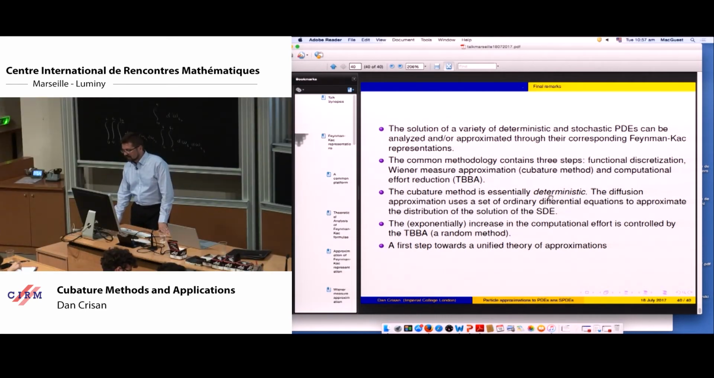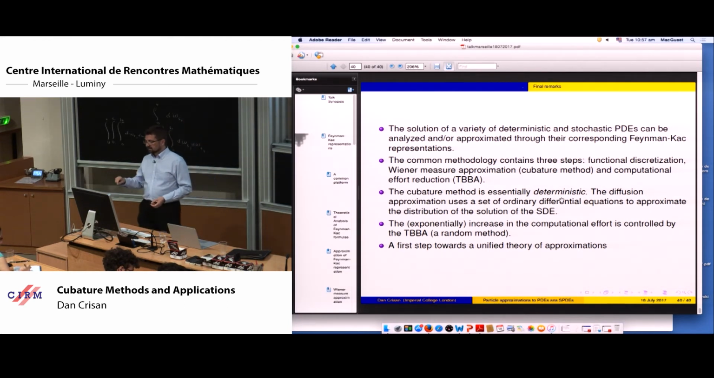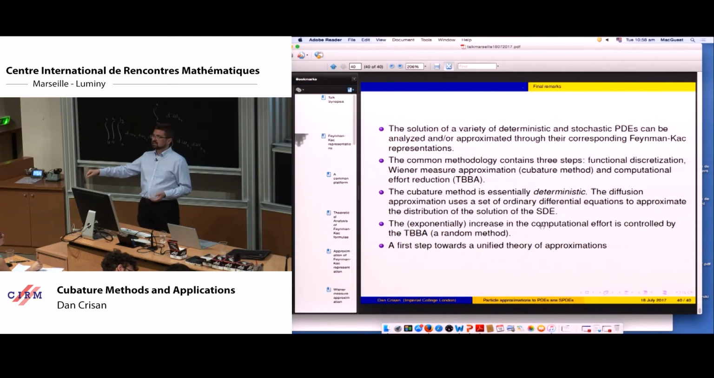Now, the cubature method is essentially deterministic. I solve a set of ODEs, so each of these particles, the kind of particles that you've seen in the filtering application, you solve an ODE, okay? And you use the corresponding paths to represent the cubature measure, and they approximate the Wiener measure. The TBBA is not deterministic. The TBBA is a random method that selects in a judicious way n paths out of the paths that give you the cubature method.